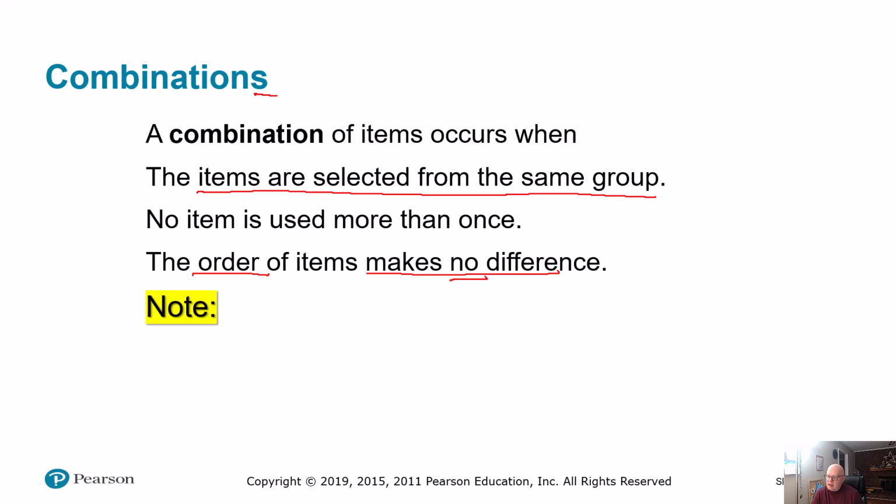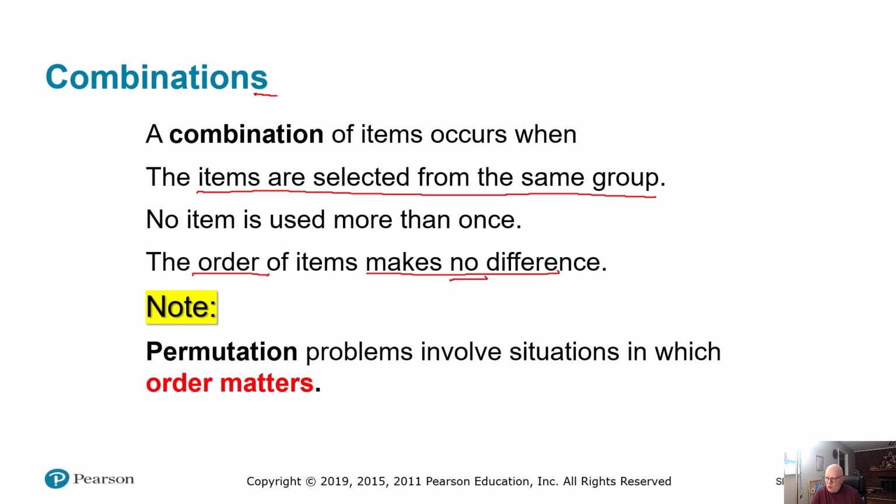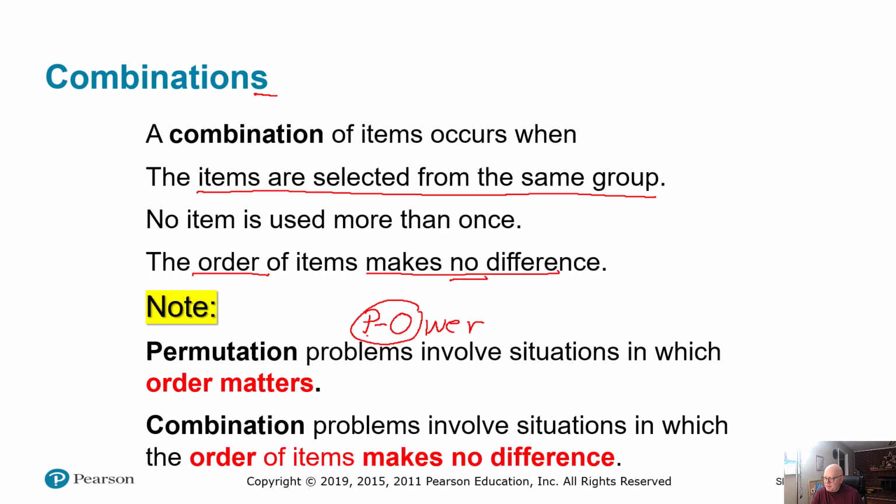Some special notes here. Order matters for permutation. So maybe you want to say permutation, P-O, or maybe you want to think of it this way: power. Permutations, order, whatever way, just so you keep those straight. Combination, CD, like a certificate of deposit. Combination, the order doesn't make a difference.